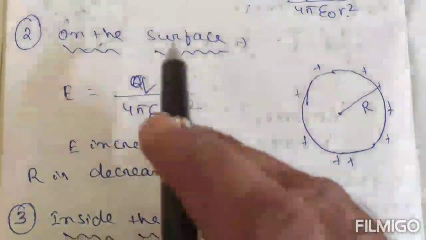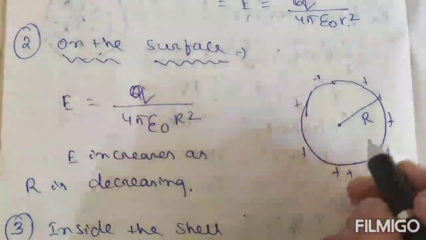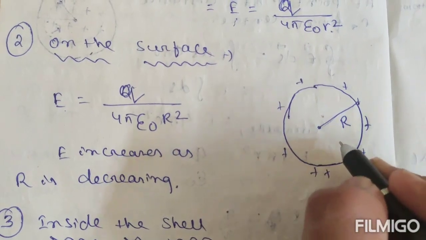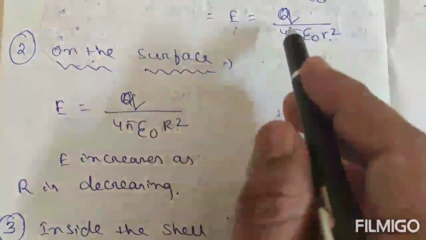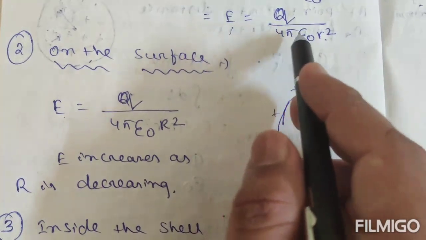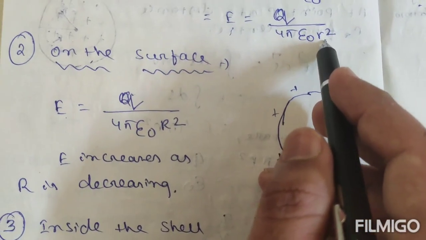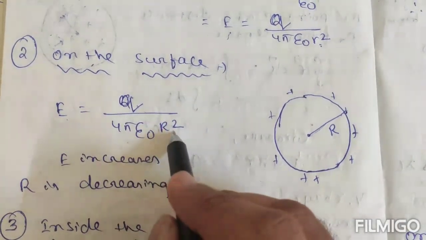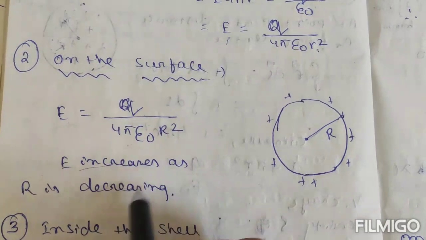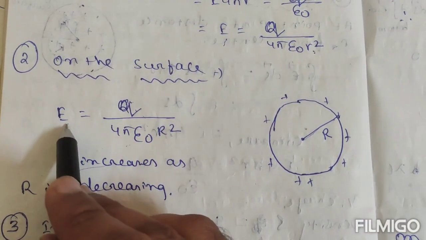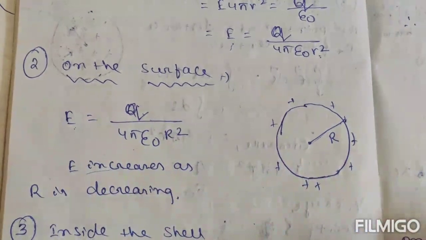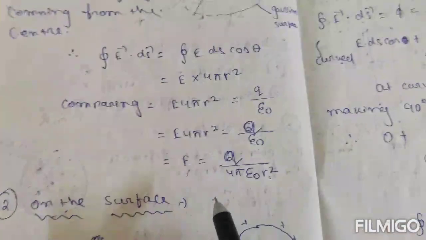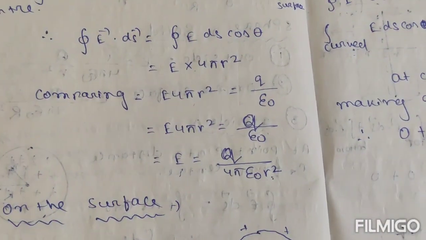Now let us find out the second case, on the surface. On the surface, with a distance capital R, there is nothing you have to do. You have already derived the equation: E equals q by 4 pi epsilon naught r square. Just replace this small r with capital R. E increases as R is decreasing. The same case, E is inversely proportional to capital R square. No need of any derivation if you have already derived the equation, right?